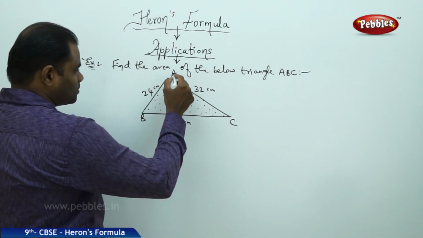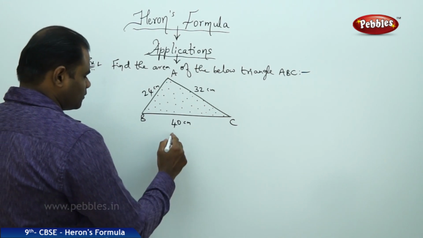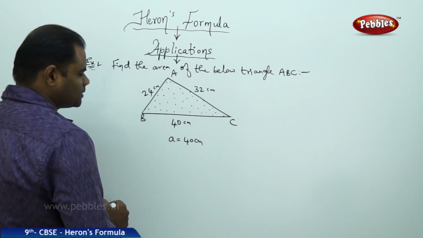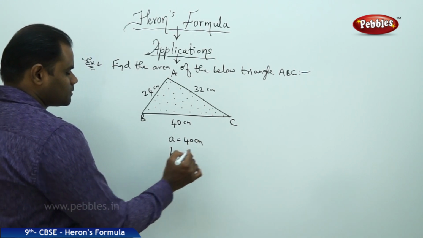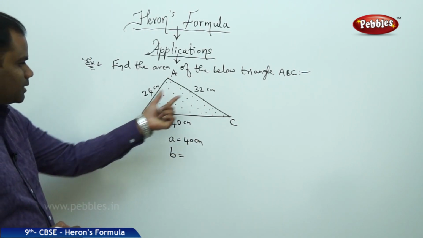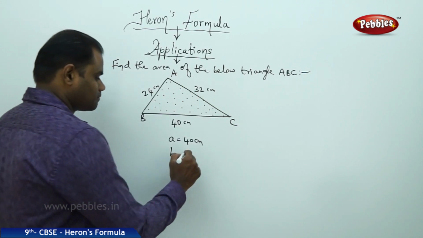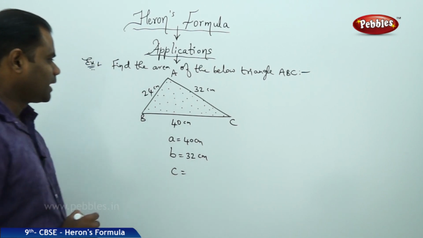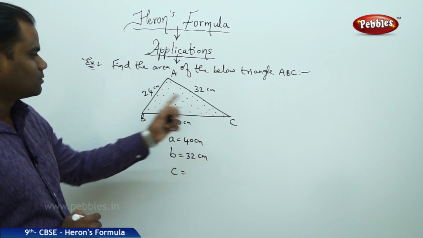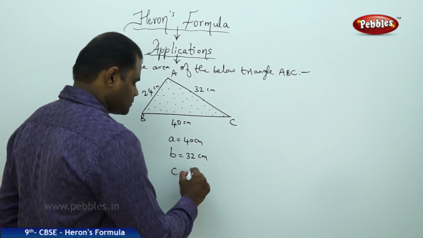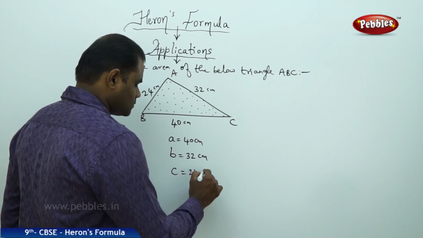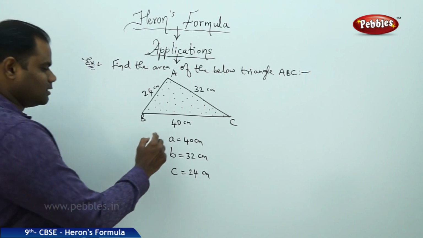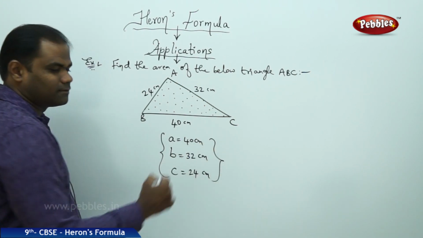The side A is opposite to vertex A, therefore from this I have A is 40 centimeter, and B is the side opposite to vertex B, which is 32, and C is the side opposite to vertex C, which is 24. So A, B, C are first identified.